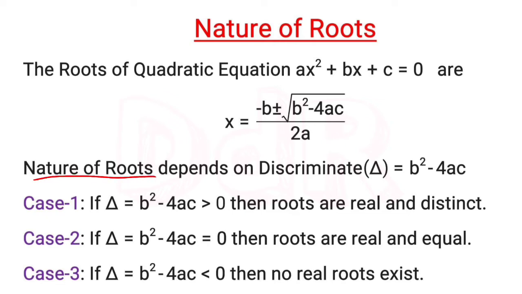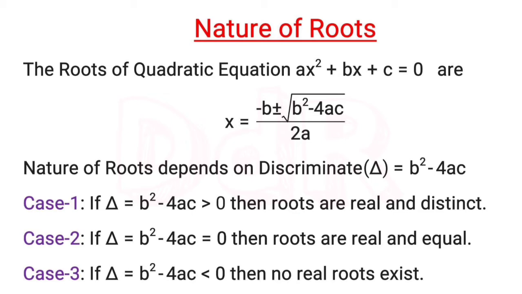So the nature of the roots depends on the discriminant. Discriminant means b² - 4ac is called the discriminant, and this value is denoted with delta. Nature of the roots is nothing but which type of roots we will get when solving the given quadratic equation. This nature of the roots is defined in 3 different cases.